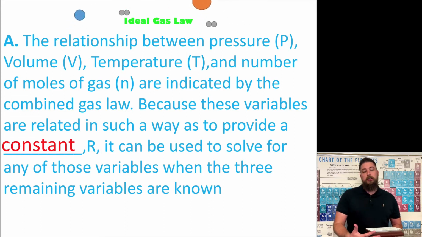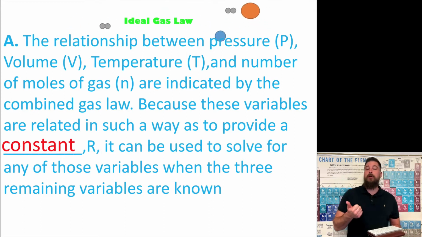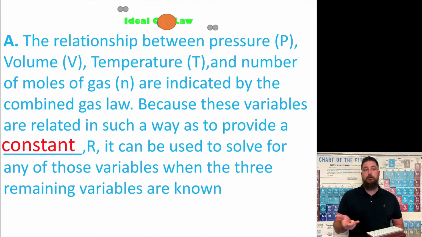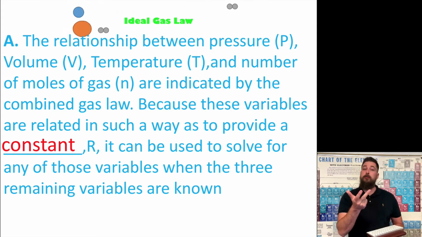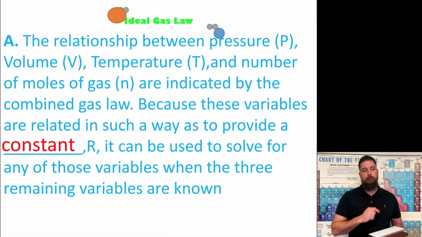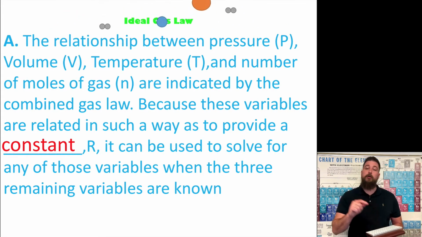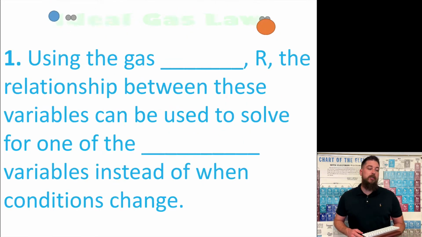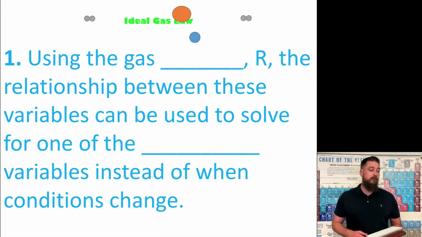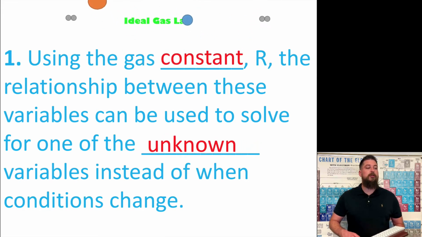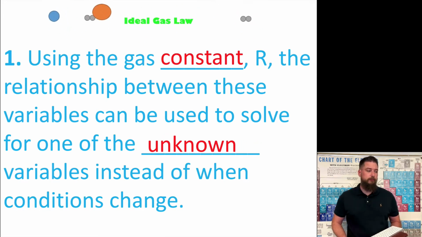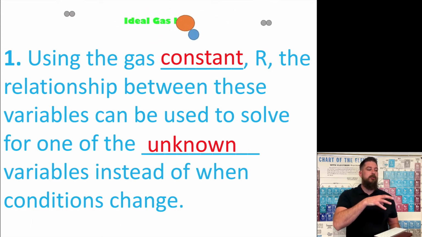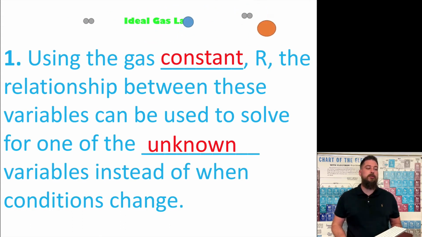So let me go ahead and talk about what that means. If we have pressure, volume, and temperature, we have three variables, we can calculate the moles. If we have volume, temperature, and moles, we can calculate the pressure. And we can do this using PV equals nRT. Using the gas constant R, the relationship between these variables can be used to solve for one of the unknown variables.